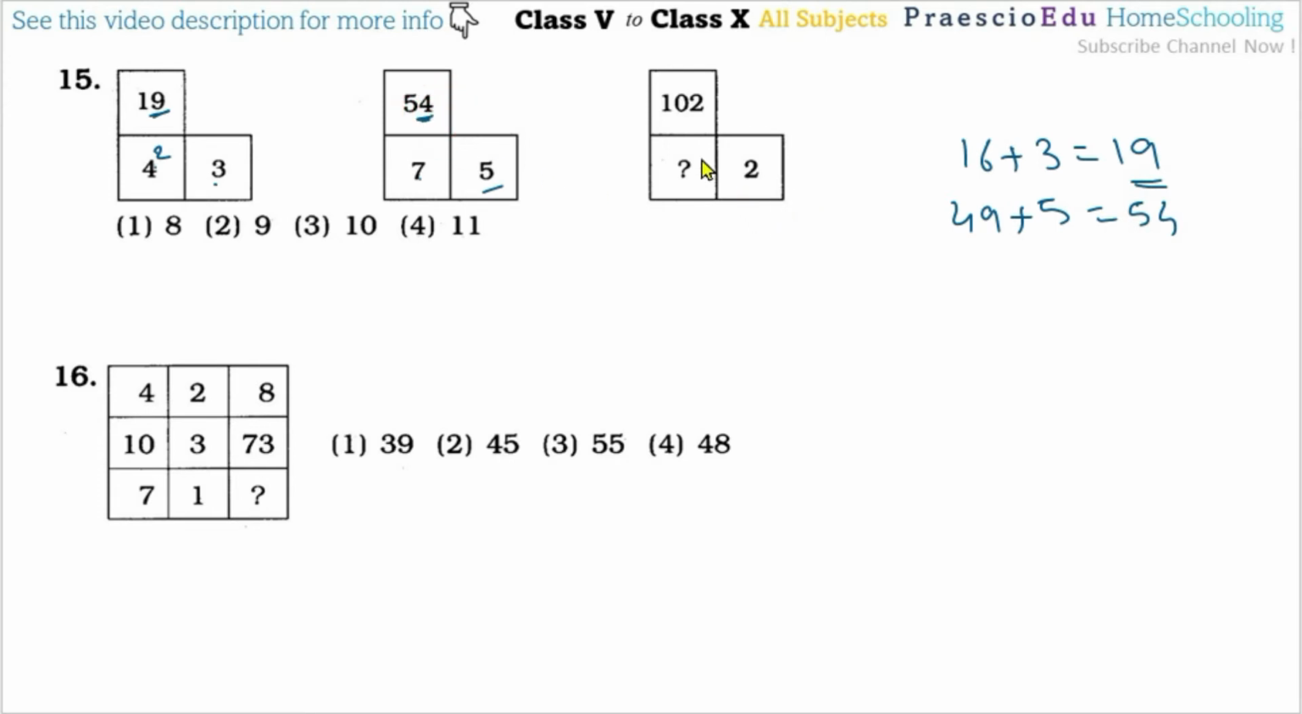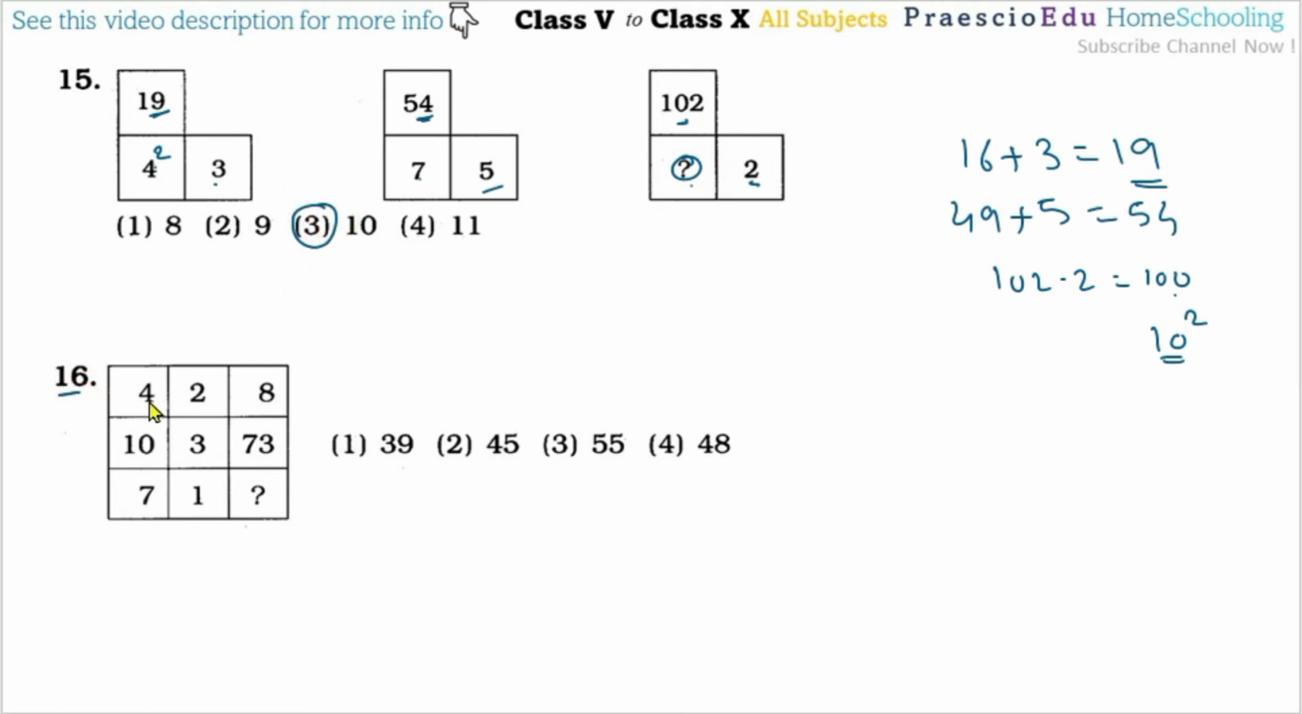Same here. The total is already given, so from this we have to subtract this. 102 minus 2 means 100, and 100 is the square of 10. So 10 should replace the question mark. So option number 3 is the correct one.